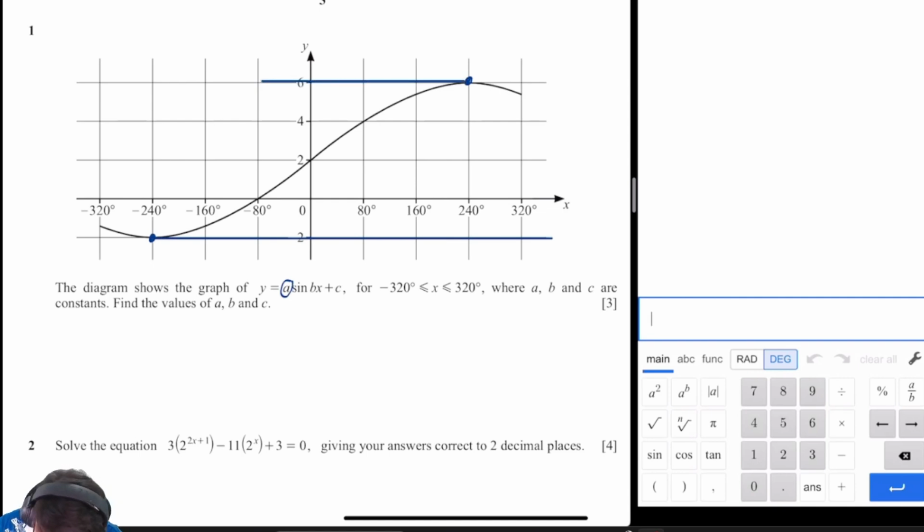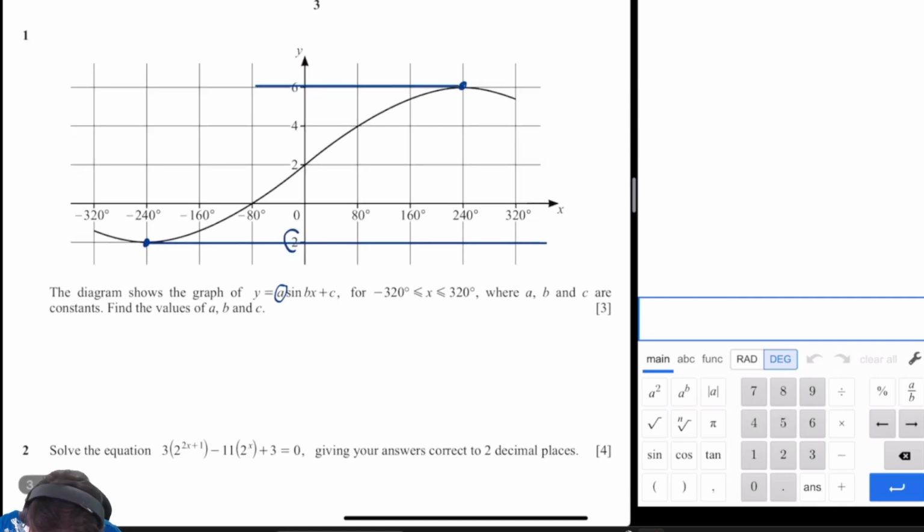You'll find that the lowest point is at -2. The minimum is at -2, and the maximum will be at 6. So 6 plus 2, divided by 2. And look for that middle line, the equilibrium line. That's going to be at 2. So draw a line at y is equal to 2. That will be your equilibrium line.